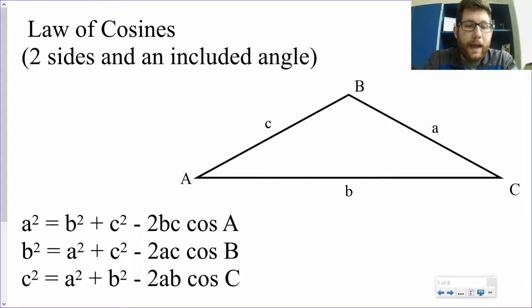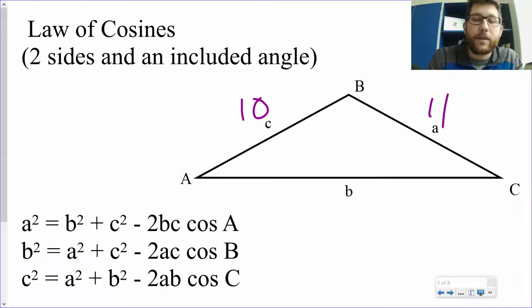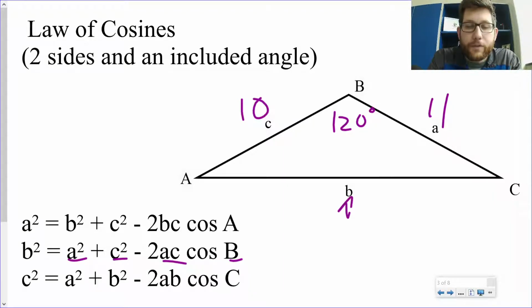Now, notice, we have 3 different formulas. All of them are the same thing. It's just if I'm dealing with different sides. For example, let's just come up with a side, angle, side here. So let's say this is 10. Let's say this is 11. Let's say this is 120 degrees. In this case, I've got angle B, and I've got A and C. So angle B, A, and C. That tells me that I need to solve for side B.